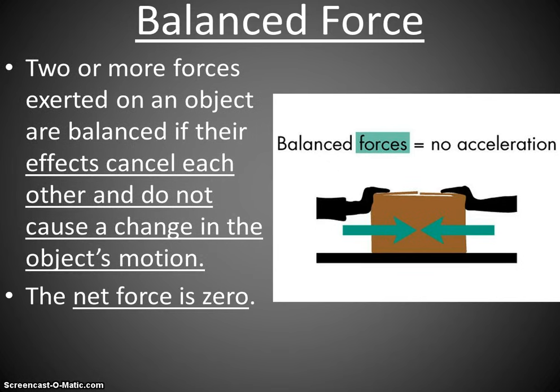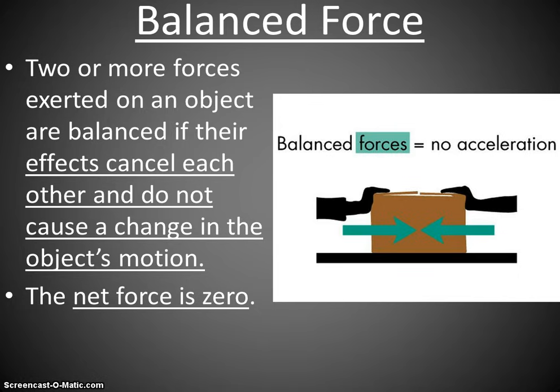So we have a balanced force. A balanced force is a concept when you have multiple forces acting on an object, and like I just stated, they cancel each other out. So as you can see in the picture, you've got two hands pushing on a box. They're pushing in opposite directions. If they cancel each other out, then you have a net force of 0. So a balanced force has a net force of 0, and balanced forces equal no change in motion.